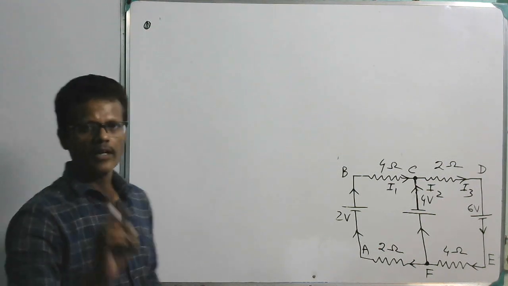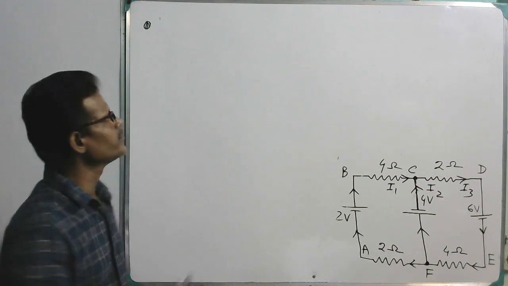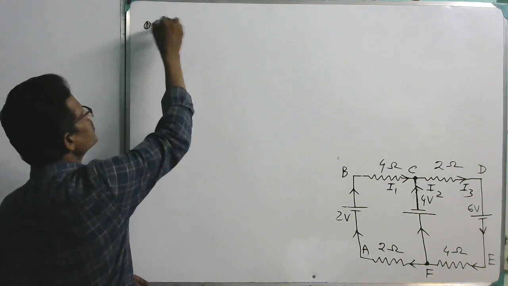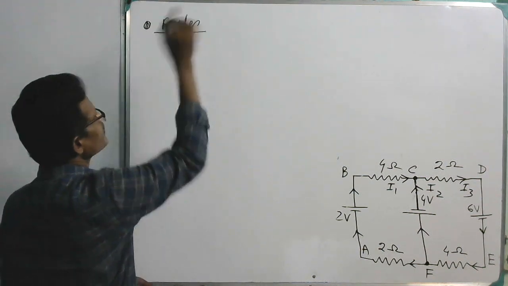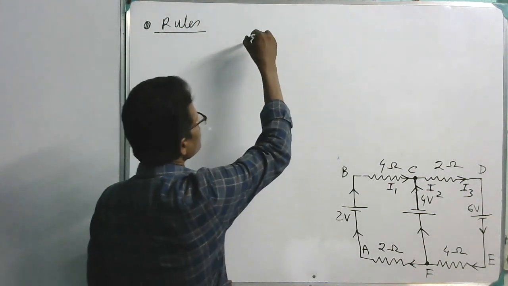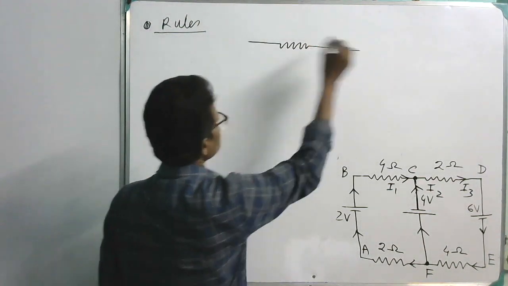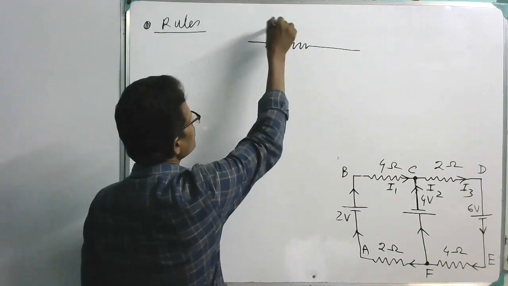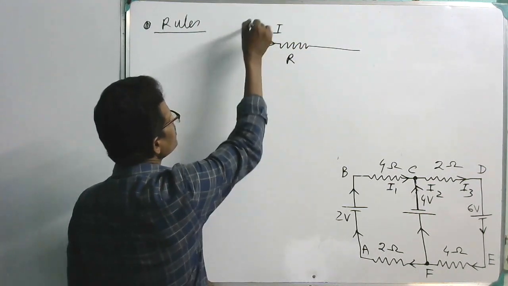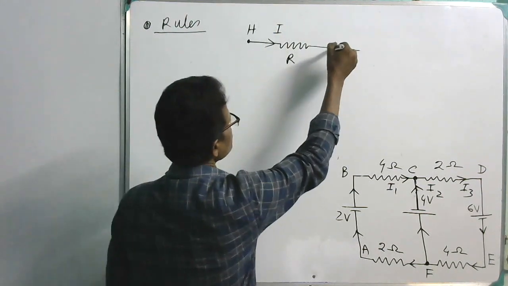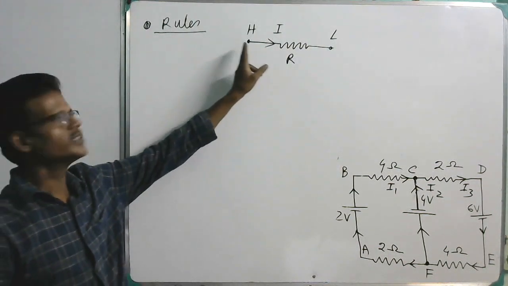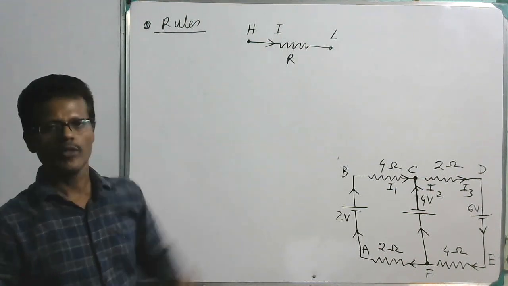So how can you apply? Some rules are there. You must remember some rules. See, there is a resistance in the circuit. Current is flowing this way. So this is the higher potential point, H for higher potential, and this one is the lower potential point, L for lower potential point.